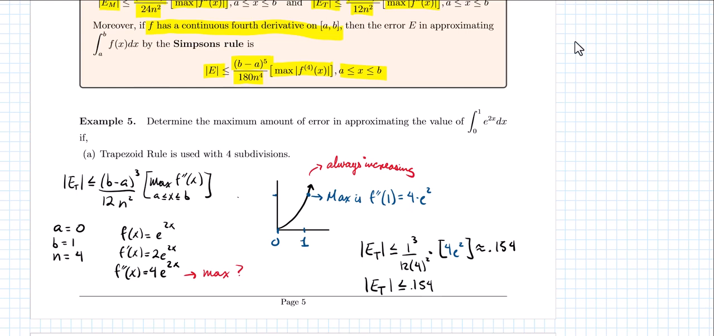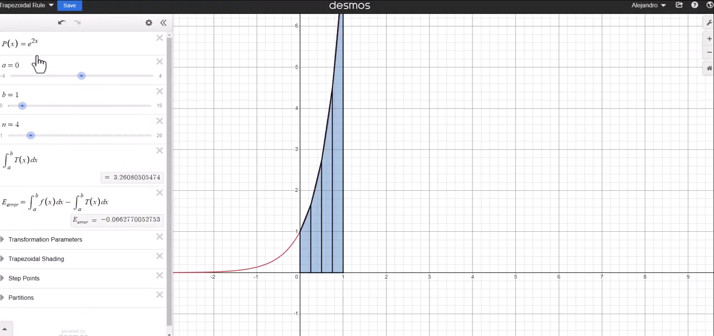Well, for this particular problem, because we can actually figure out the exact answer, we can actually get the absolute error. So for this one here, in order to save time, I'm just going to show the problem here on Desmos. All right, so here we have the function e raised to the 2x. My lower bound was 0, my upper bound was 1. We were using 4 subintervals, and the exact value for the integral is 3.2608, and a couple more decimal places here.